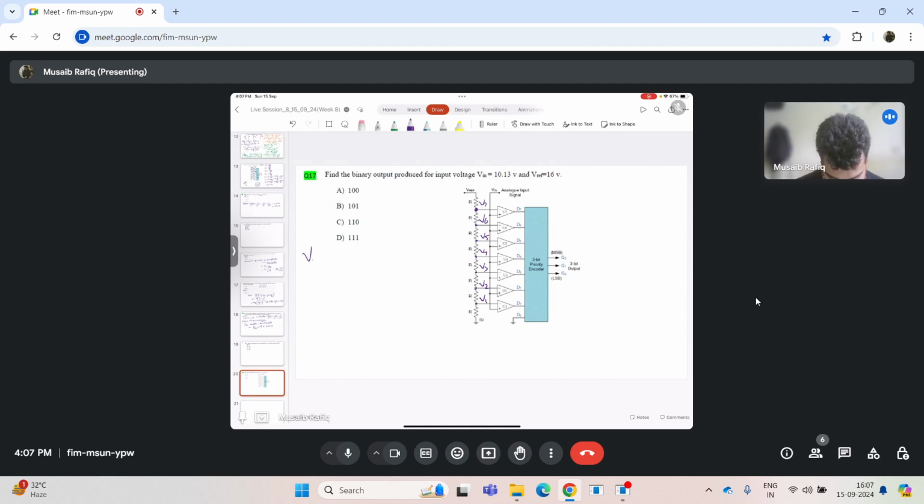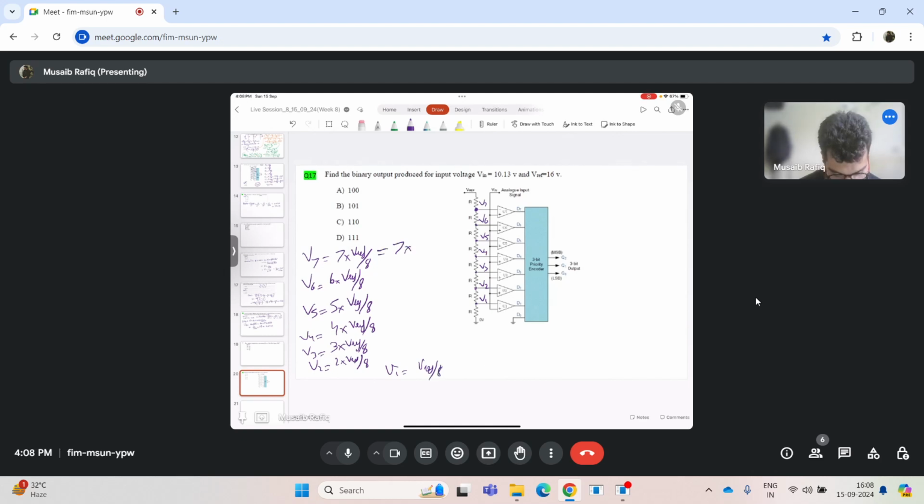V7 is equal to 7 times Vref by 8, V6 equal to 6 times Vref by 8, V5 equal to 5 times Vref by 8, V4 is equal to 4 times Vref by 8, V3 is equal to 3 times Vref by 8, V2 is equal to twice Vref by 8, V1 is equal to Vref by 8.